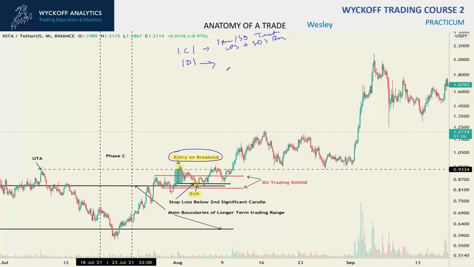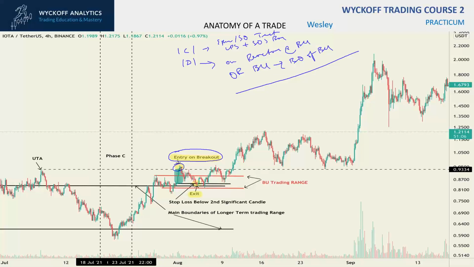Our phase D entries are going to be all related to the backup action. So you want to enter on the reaction at the backup action, or you want the backup to conclude and then you want to buy the breakout of the backup. So this is just like a very short class here on the points of entry.